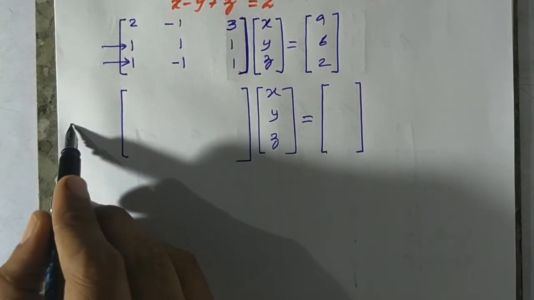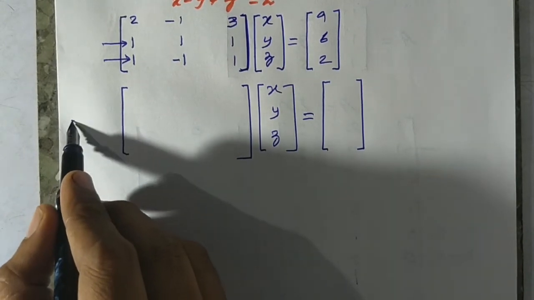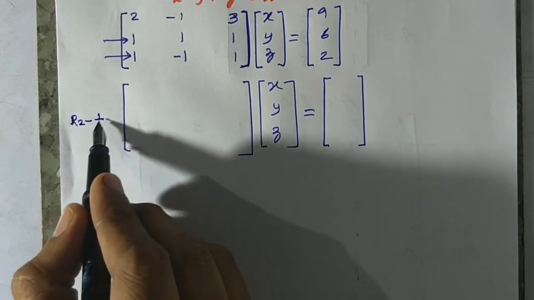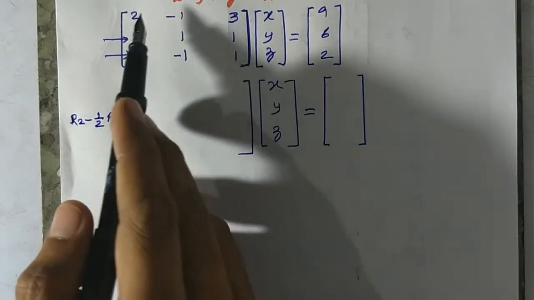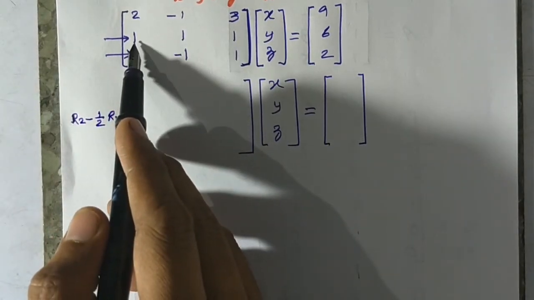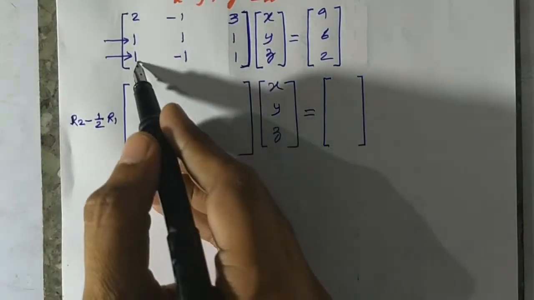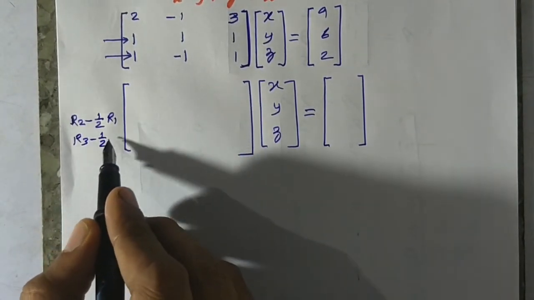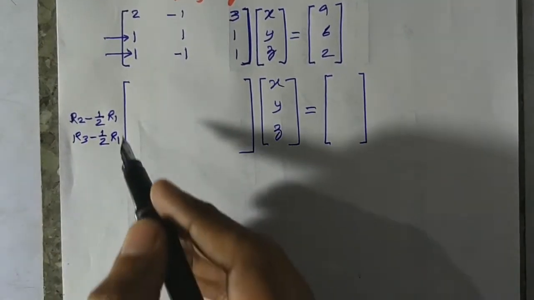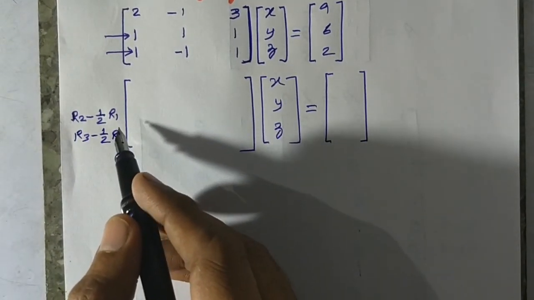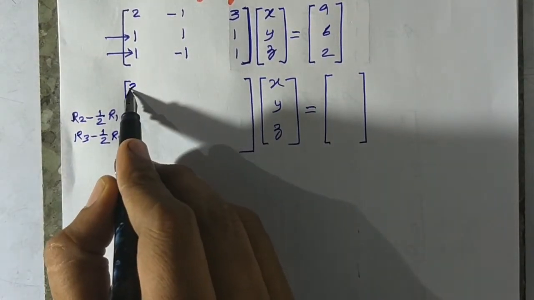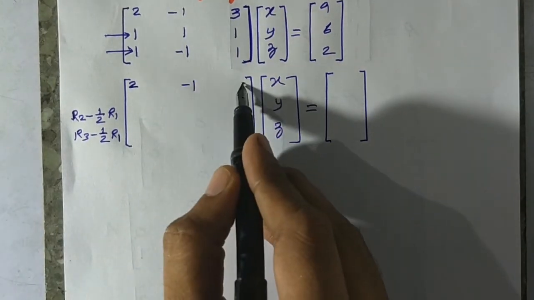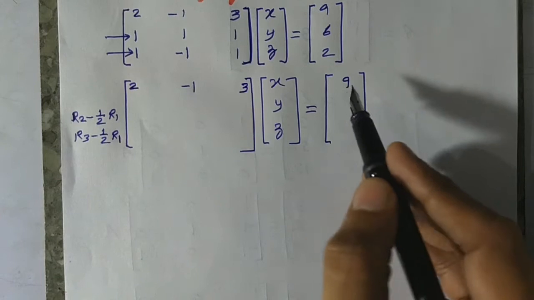The operation should be R2 minus 1 upon 2 R1, because half of the R1 is 1, then 1 is subtracted from this one, it becomes 0. The same on R3. Since R1 is the operator and the operator doesn't change, so write the operator first, R1, 2, minus 1, 3, and on the right hand side 9 as it is.